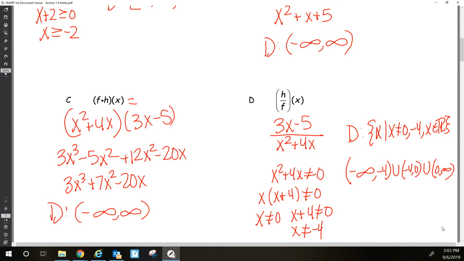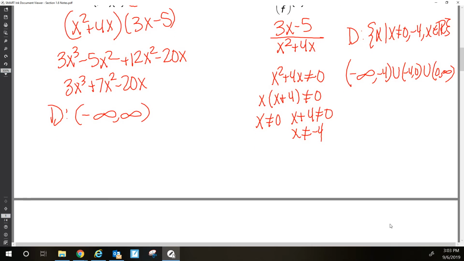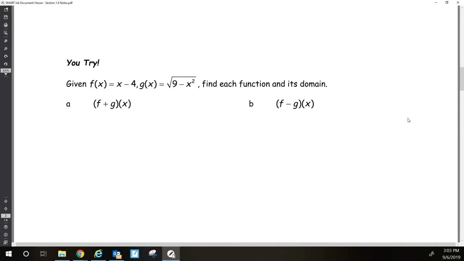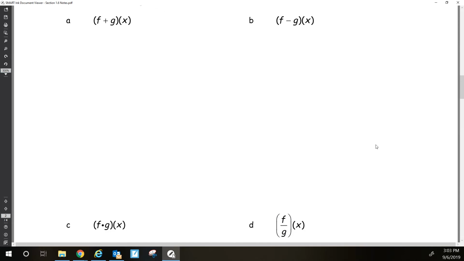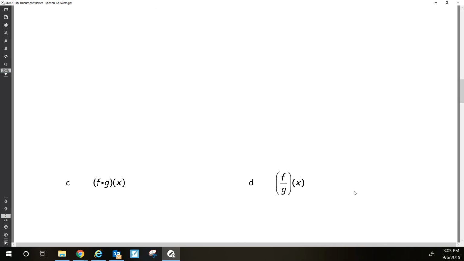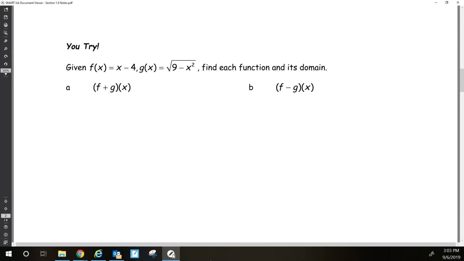All right. Go ahead and pause your video. Once you see, here's f of x, here's g of x. You can't see all of them, but find f plus g of x, find f minus g of x, f times g of x, and f divided by g of x. Go ahead and pause your video, see if you can get these 4.